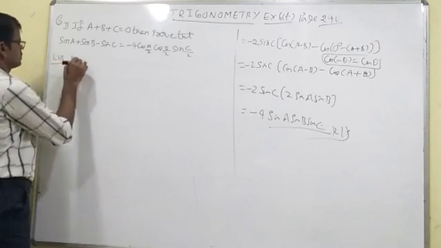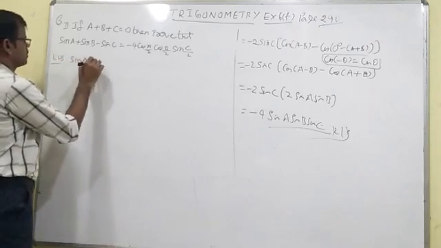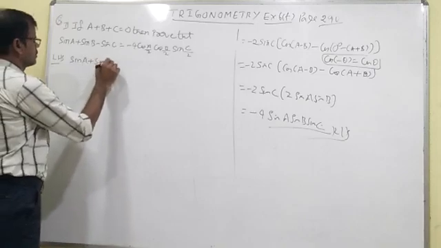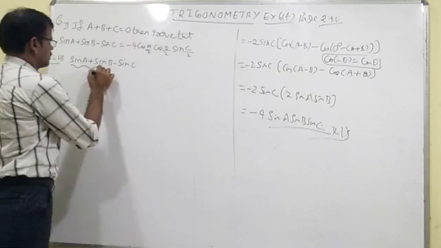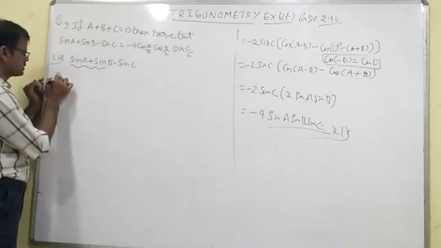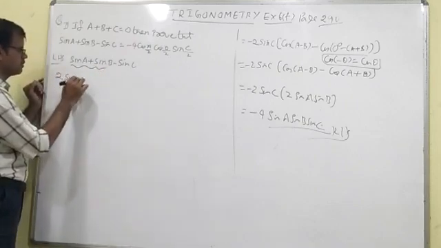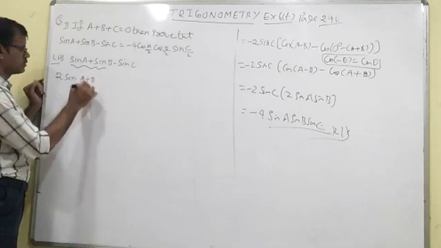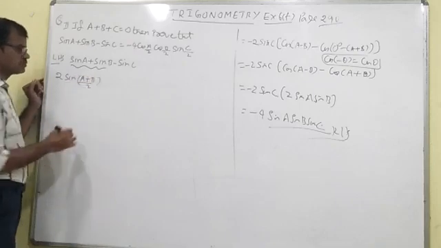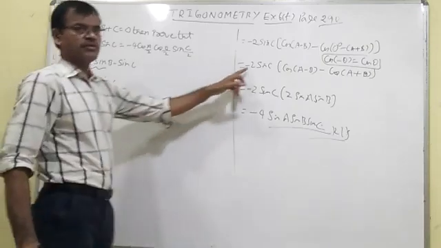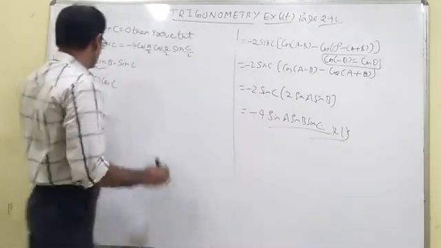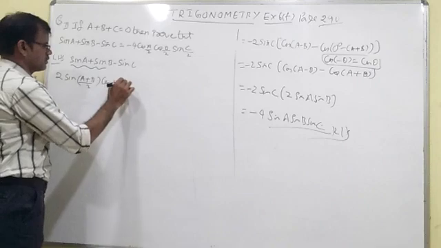LHS: sin A plus sin B minus sin C. The formula of sin C plus sin D is 2 sin C plus D by 2 cos C minus D by 2. Apply here 2 sin A plus B by 2 cos A minus B by 2. Did you finish this one? Cos of A minus B by 2.